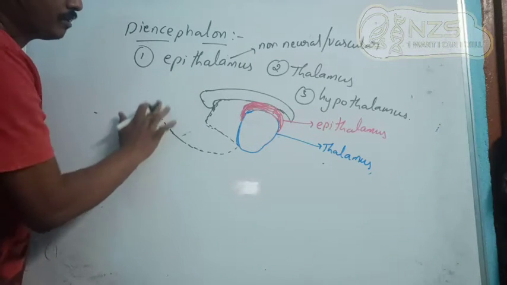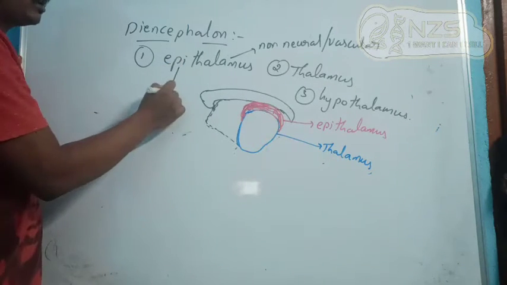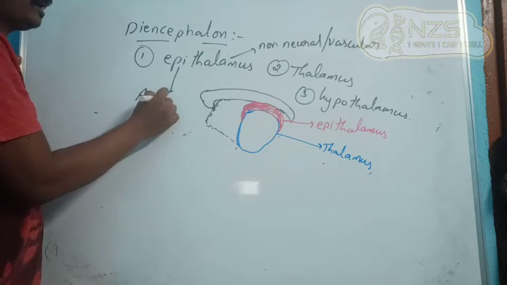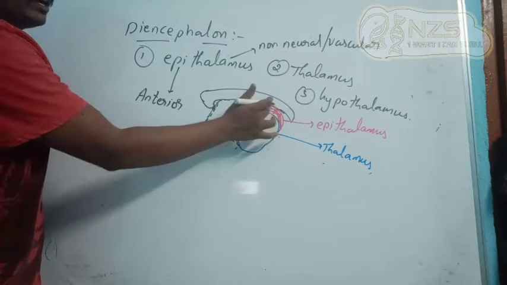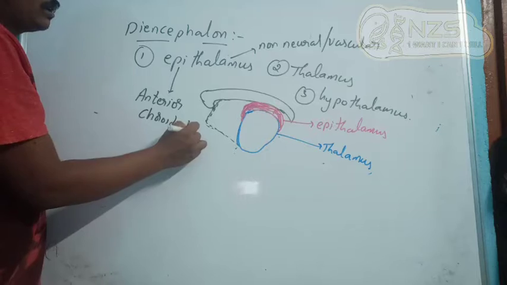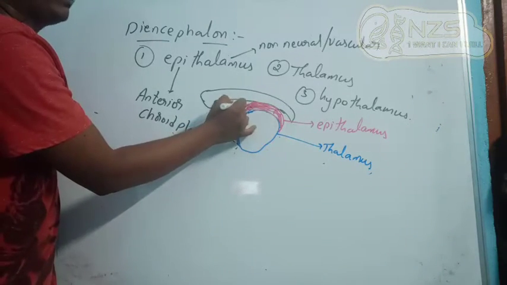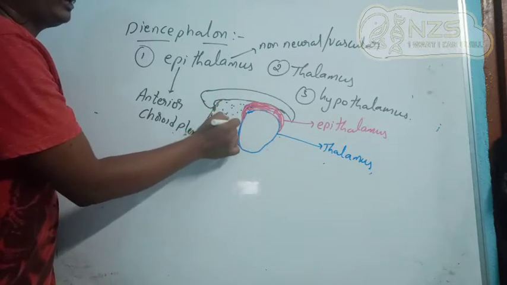I will just rub this off. So this epithalamus is the one which is forming what? The anterior choroid plexus. So here it will form the anterior choroid plexus, where all the blood capillaries will come up, and from the blood, what happens? The cerebrospinal fluid is formed and released into this ventricle.